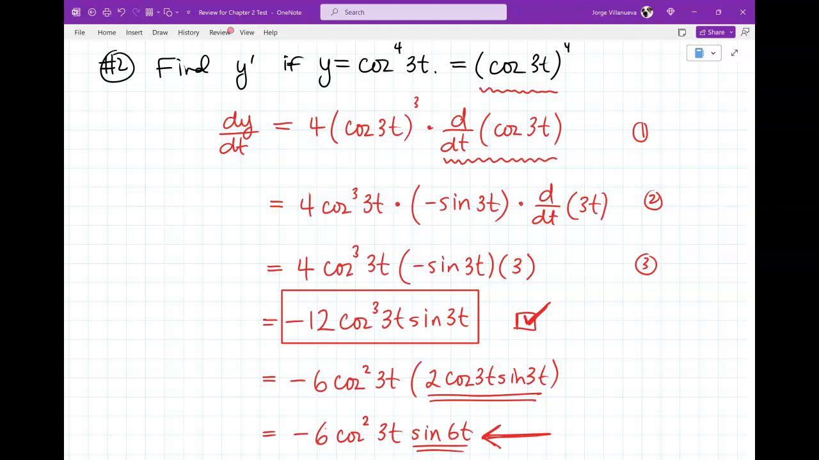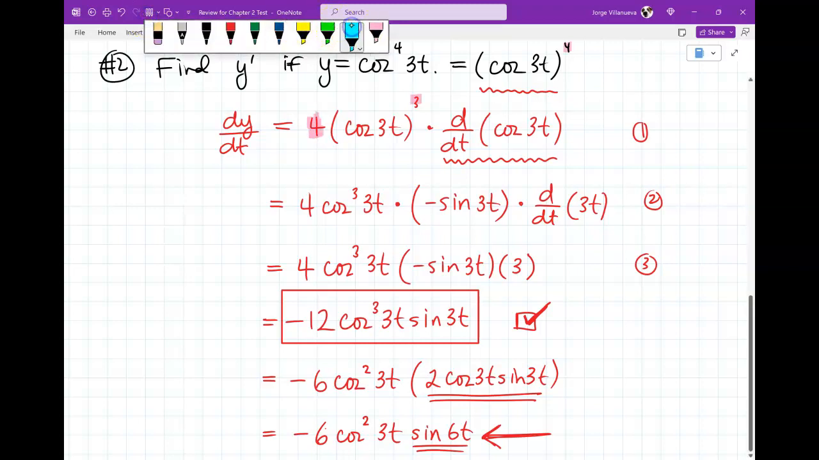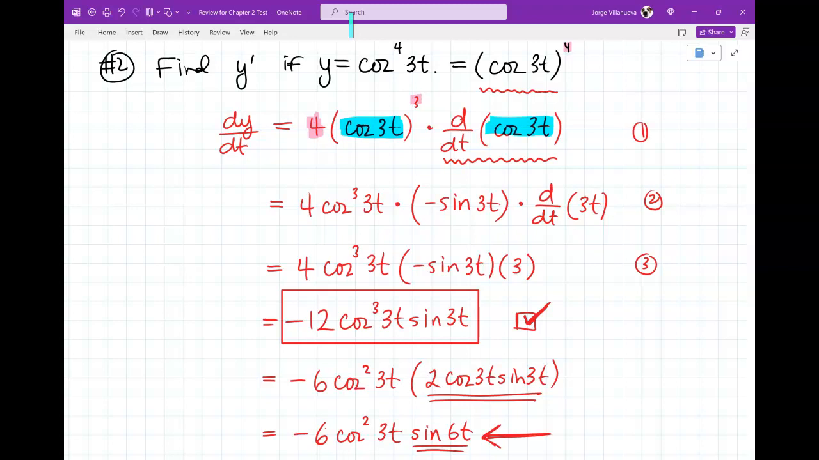That's my next step. So I took the derivative of this power right here, okay? That happened right there. But I haven't touched this. I haven't messed with that yet. So I say, okay, now it's your turn. Now we're going to take a derivative of the inside. So I write it down, d/dt cosine 3t, right? Telling me this is my next step.